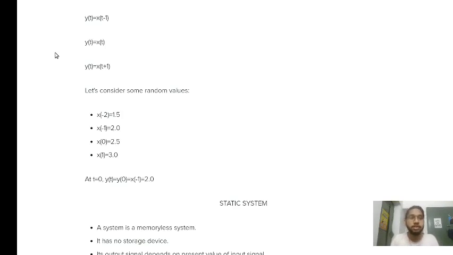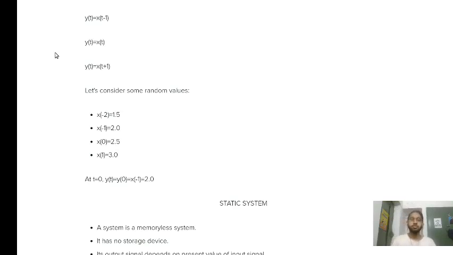So as you can see, in the first case, y of 0 equals x of minus 1. So the present value of output y of 0 depends on the past value of input x of minus 1. And in the second case, the present value of output y of 0 depends on the present value of input x of 0. In the third case, the present value of output y of 0 depends on the future value of input x of 1.